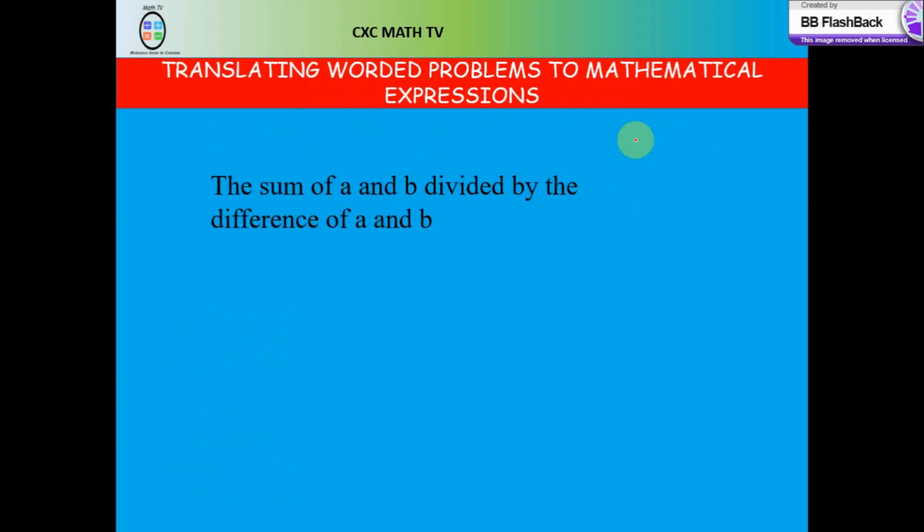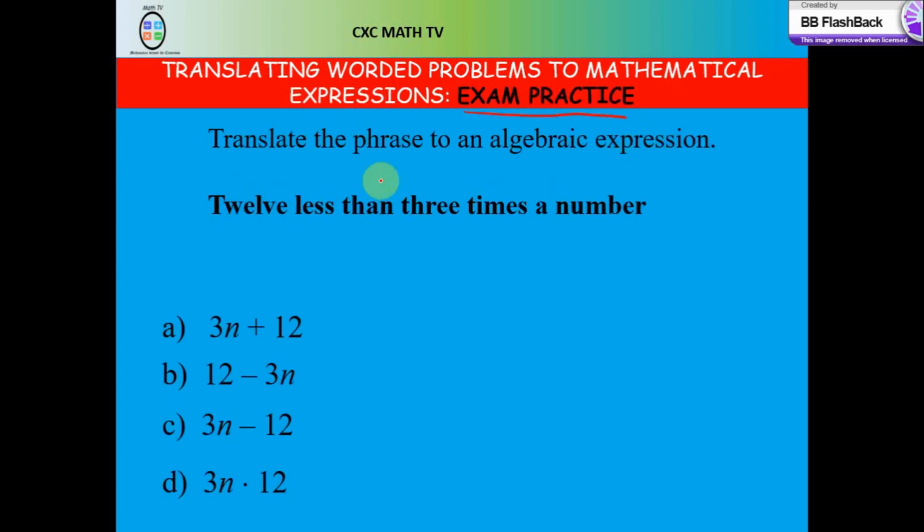Just to show you the answer. 12 less than 3 times a number. Let's go to it. So first thing, 12 is what? Less than. 12 is less than. What's the number it's less than? 3 times a number. Let's call the number n. That is it. Easy. Done.